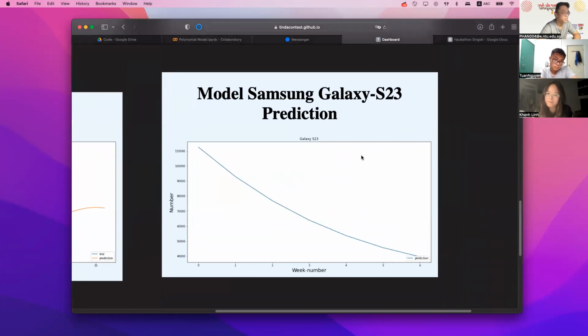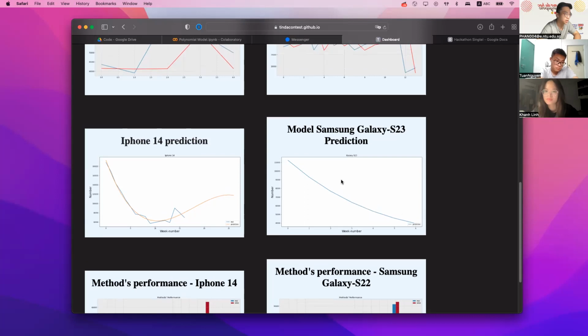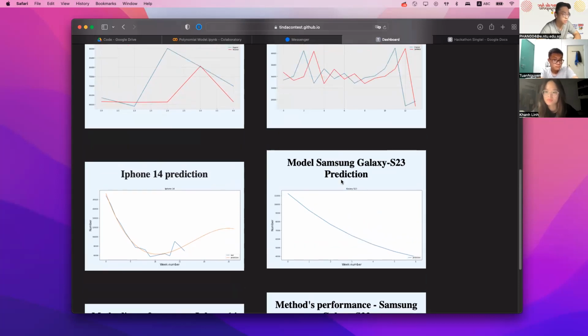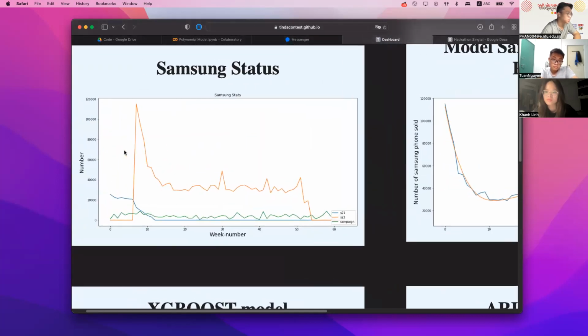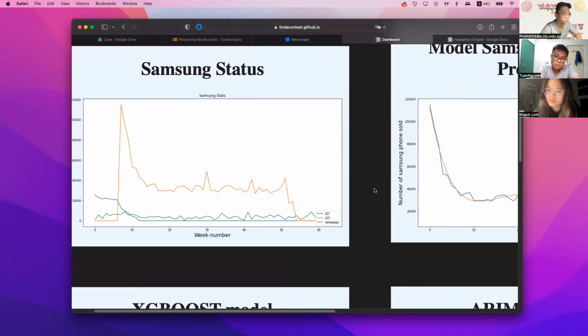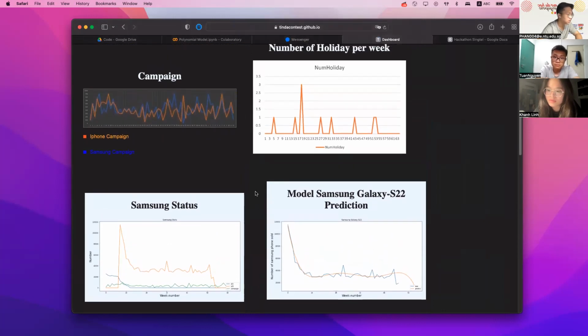And for the Samsung Galaxy S23, I think it quite emulates the movements and gradients of the S22, so we do some tasks and gather information to elaborate more on that. Here we have the Samsung status, which is enhanced a little bit about the campaigns S21 and S22. They are not very similar to each other, so you cannot distill so much information from that.